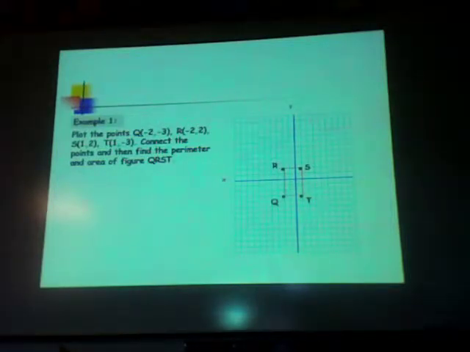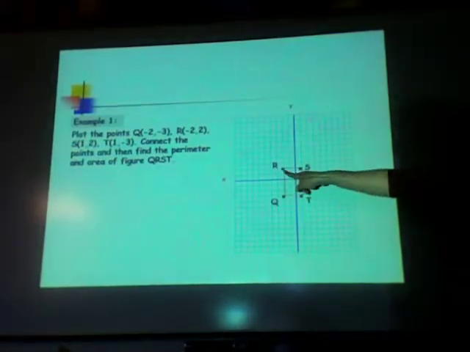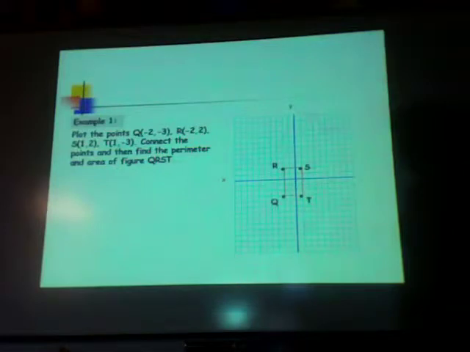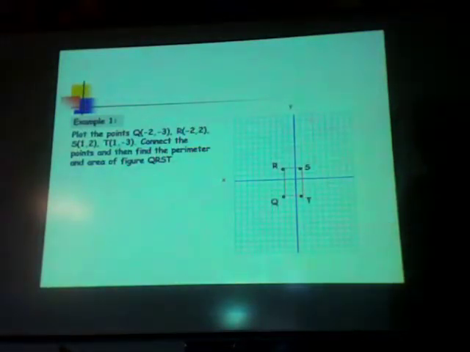So what's the length from R to S? Count the number of squares. What's the length? 3. And what's the length from S to T? Count the number of squares. 5. Okay.